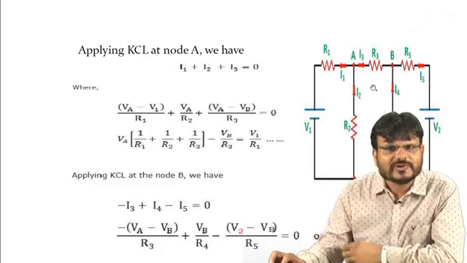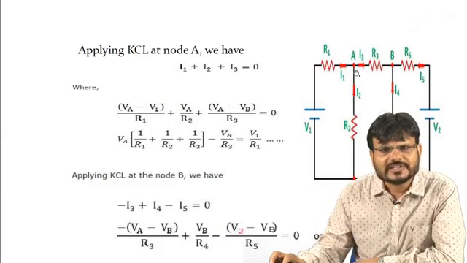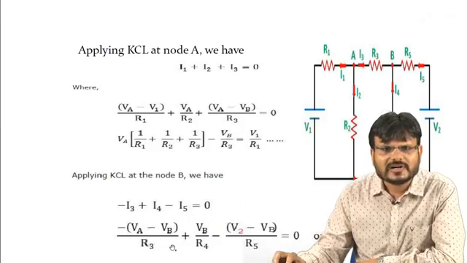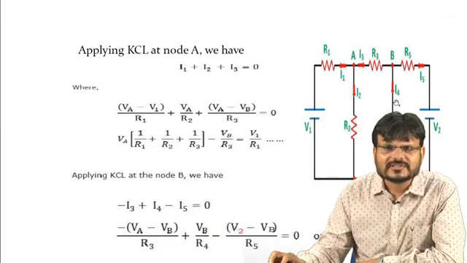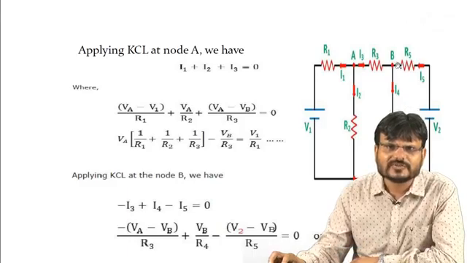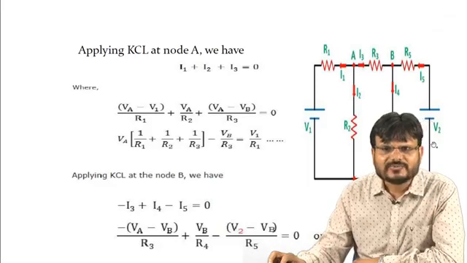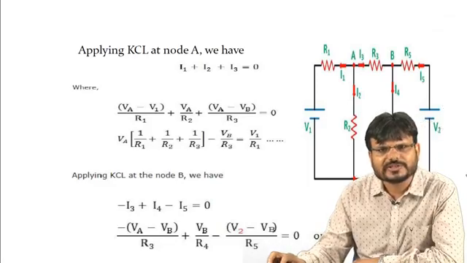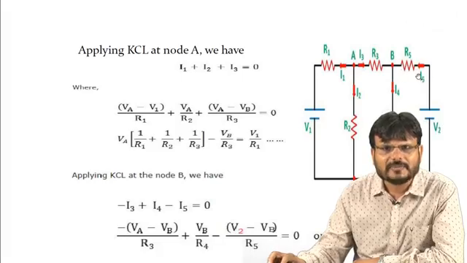And what will be the value of I3? Because current is flowing from A to B, I3 can be written as VA minus VB upon R3. I4 current is flowing through node B to node D, which is a reference node, or you can say 0 voltage. So I4 is equal to VB divided by resistance R4. And I5 is the current flowing from this voltage source V2 to node B. So I5 can be written as V2 minus VB upon R5.